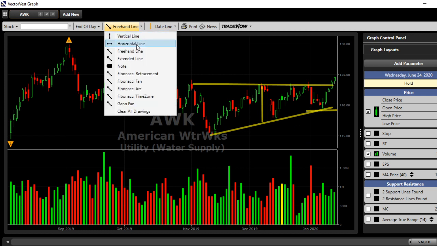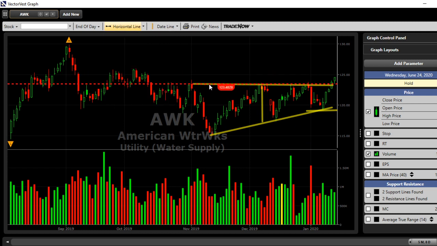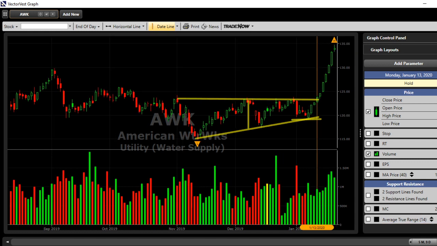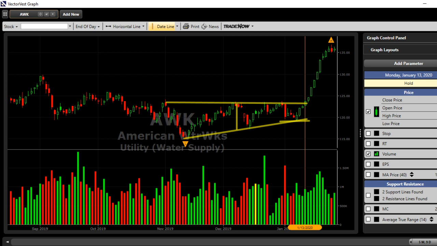So I would say, okay, how far is that? That's about $1.23 to $1.17. That's $6. So $6 higher than my breakout closing price of 123 and change. I should expect it to go about to 130. We get there. There's your breakout. Look at that volume that accompanied that breakout. And the stock just kept screaming higher. So 130 is your initial target.